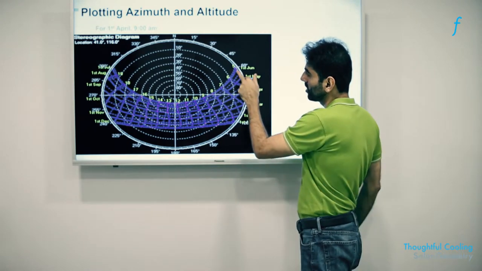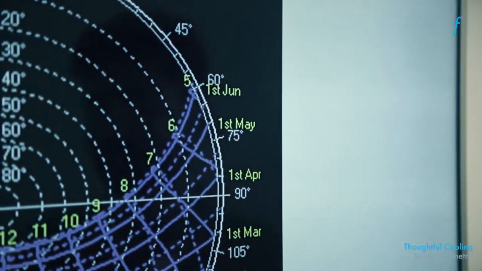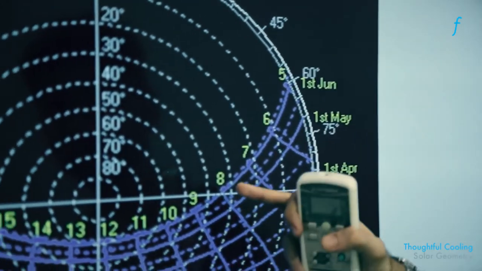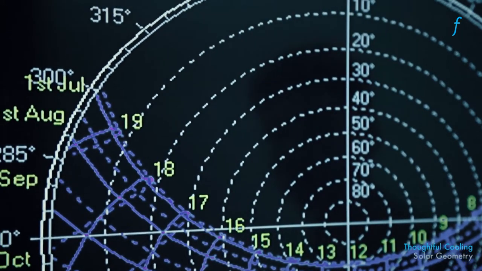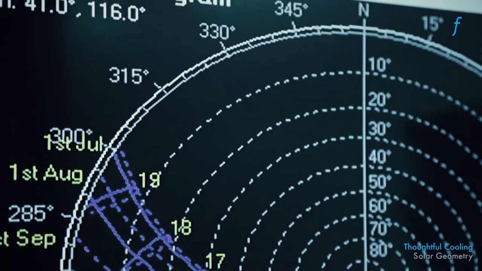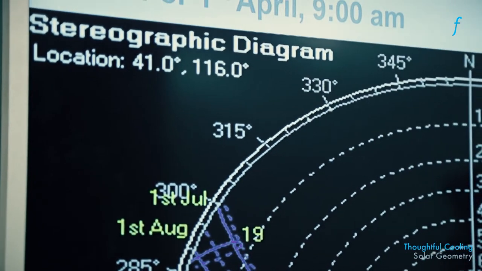So this here shows the sun path for different times of the year. Different times of the day, and these are different months of the year. 1st April, 9 a.m. How do I know what the azimuth and altitude is? When I say position, all I need to know is the azimuth and altitude of the sun. So one can imagine, first of all, this is April, right? Which is close to summer. It's not yet full summer, but it's getting close to summer.